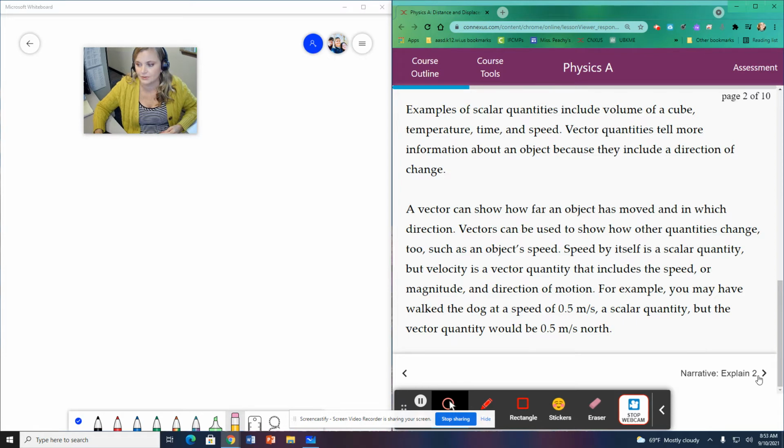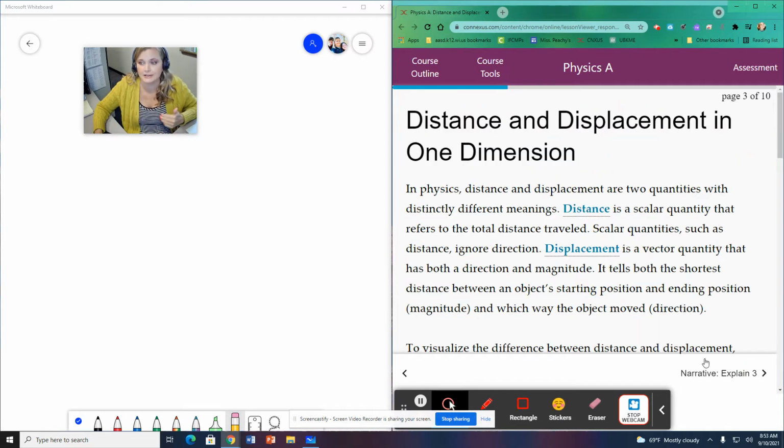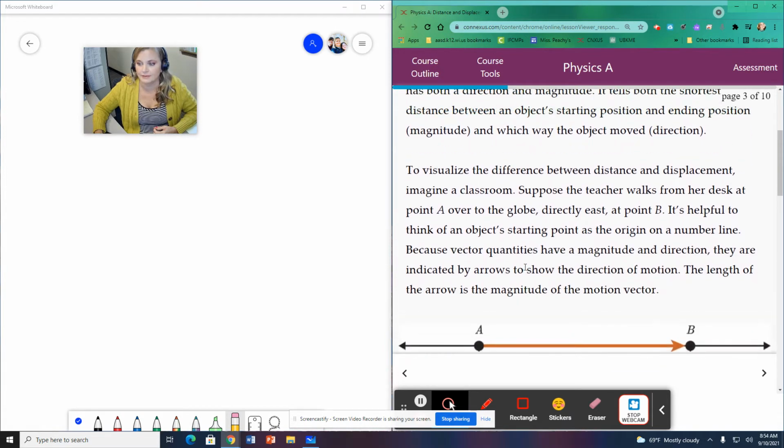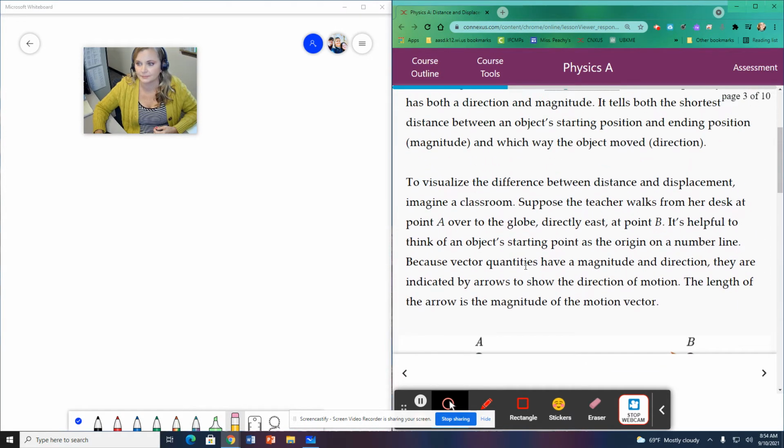All right, so that's an introduction to the difference between scalars and vectors. Now let's look at displacement versus distance. Distance is a scalar quantity and displacement is a vector. Distance includes just the magnitude, no direction, whereas displacement includes both direction and magnitude. We can look at it this way. Suppose a helpful teacher, I'm going to make that me, walks from her desk at point A over to the globe, which is directly east at point B.